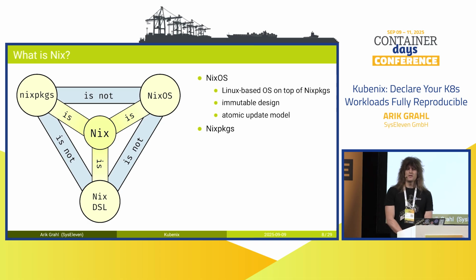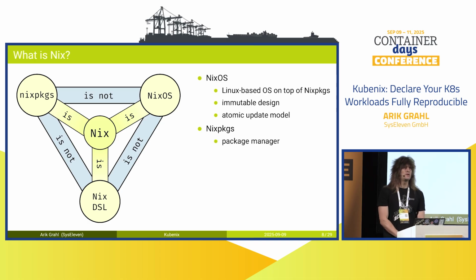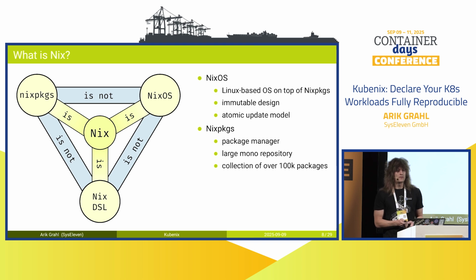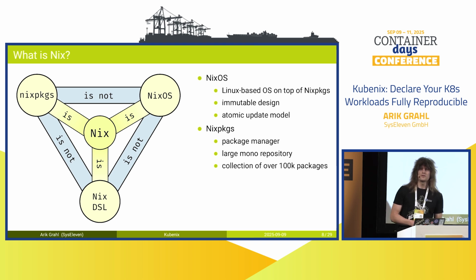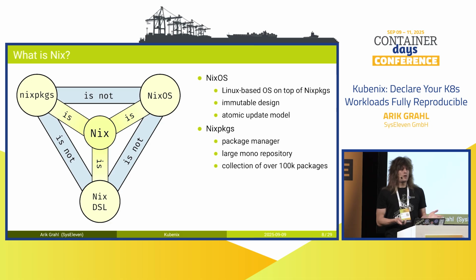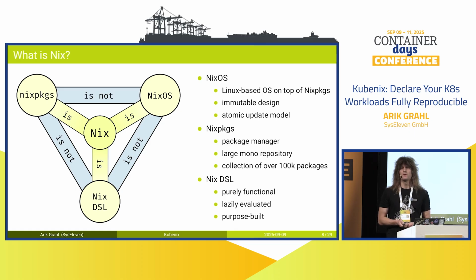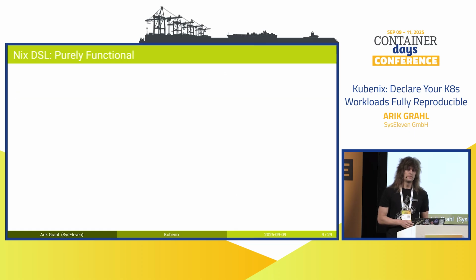Second, there's Nixpkgs, the package collection managed via the Nix language. But Nixpkgs is at the same time also a large monorepository. In fact, with 100,000 packages, it's one of the largest in open source. It includes all dependencies for a complete and self-contained build chain. And at the heart of everything, Nix, the domain-specific language. It's a purely functional, lazily evaluated language which is designed for the Nix package manager.